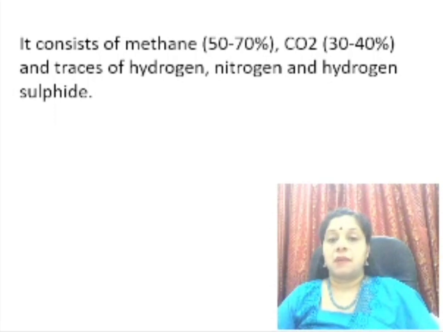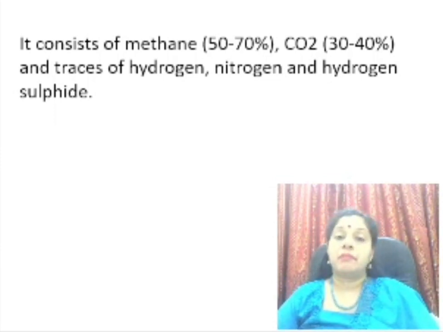So a biogas plant uses cow dung as a substrate. Why is it used? Because it has a lot of methanogens which can act on cellulosic materials and produce different gases. The main one is methane, which is used as biogas.